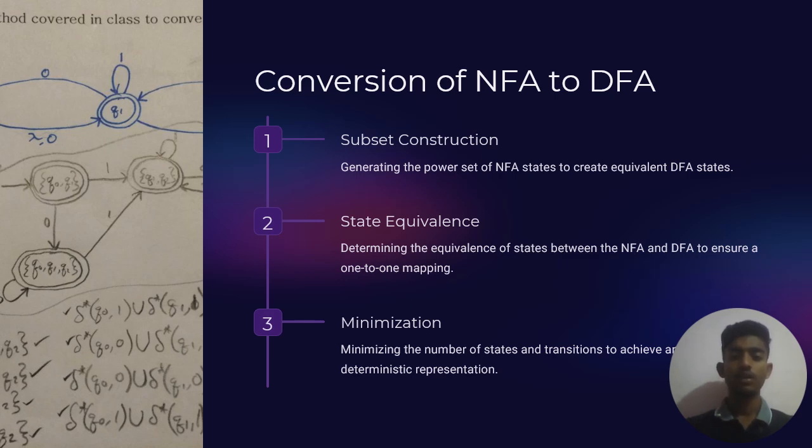Conversion of NFA to DFA. There are several steps undertaken to convert NFA to DFA. First step, subset construction: generating the power set of NFA states to create equivalent DFA states. Step 2, state equivalence: determining the equivalence of states between the NFA and DFA to ensure a one-to-one mapping. Step 3, minimizing the number of states and transitions to achieve a deterministic representation.